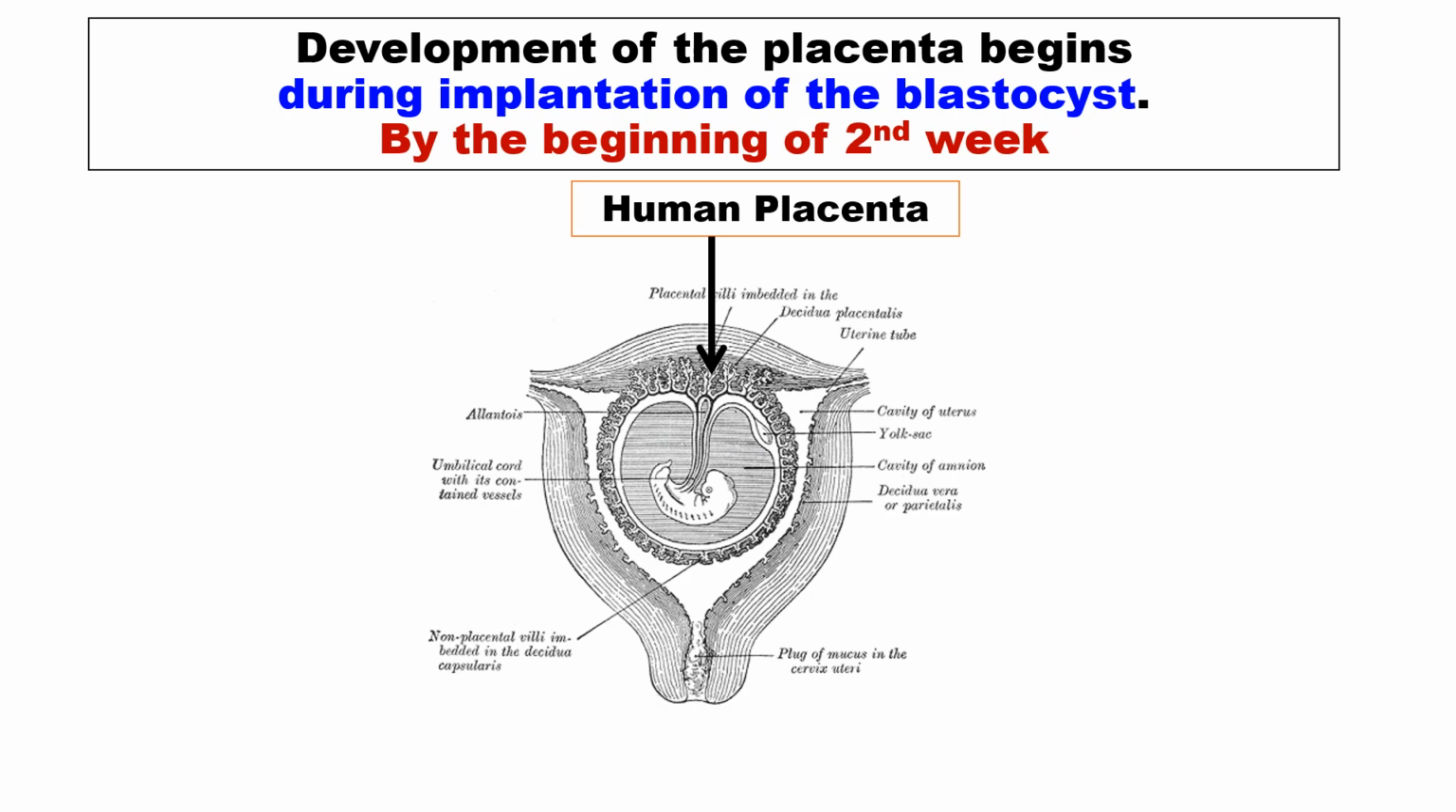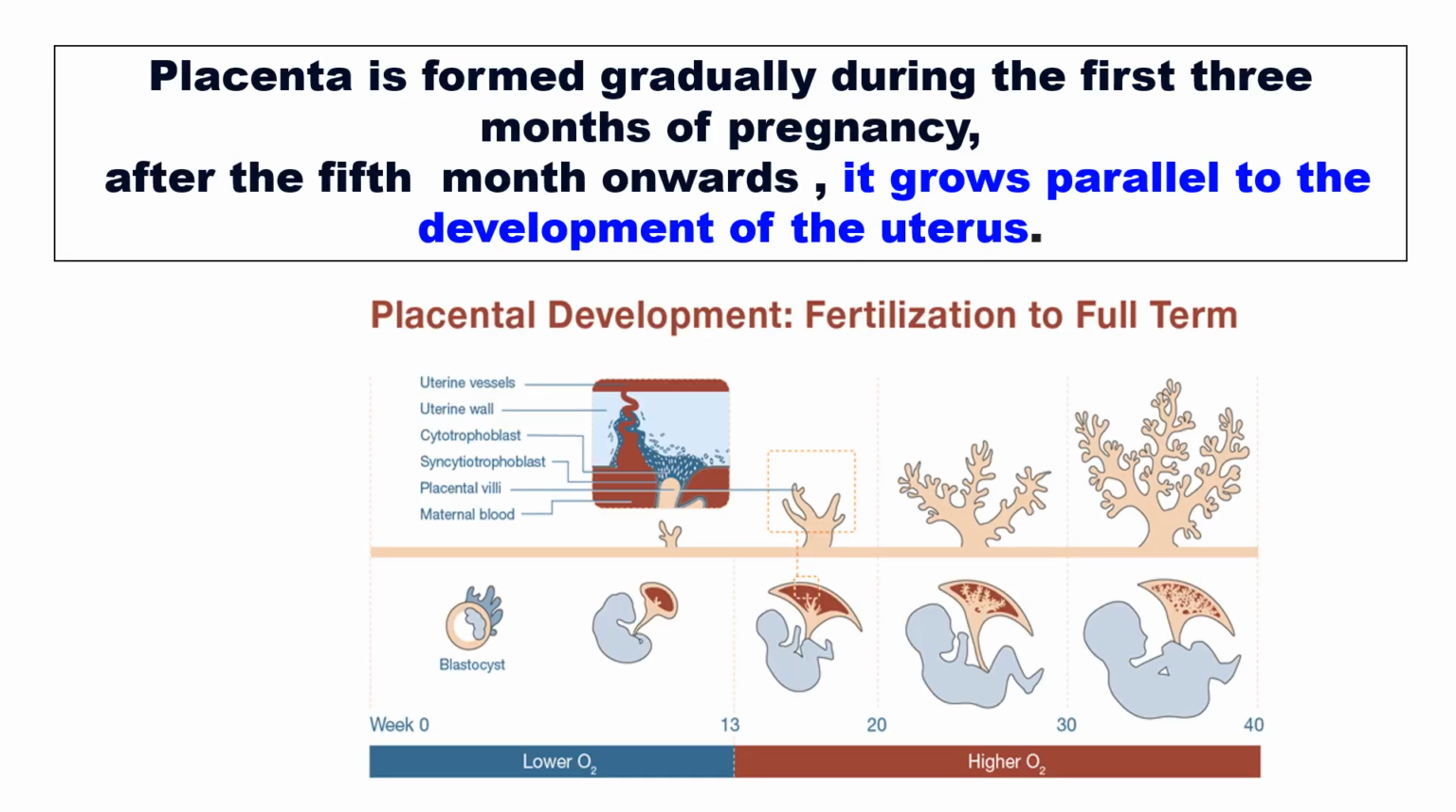Development of placenta begins during implantation of the blastocyst, beginning as early as the second week of intrauterine life. Placenta is formed gradually during the first 3 months of pregnancy. After the fifth month onwards, it grows parallel to the development of the uterus.